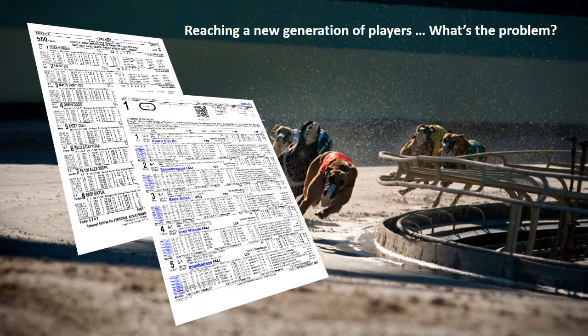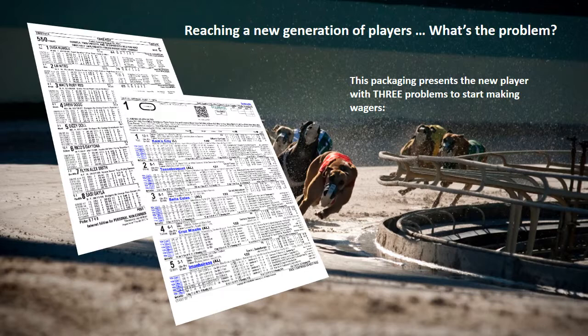Most young people today don't want to spend a lot of time learning how to buy a product. And when they see a racing program, they see a lot of information that they don't understand, and they're more inclined to move on to the next thing instead of spending 15, 20, 30 minutes of their time just trying to figure out how to play one single race.